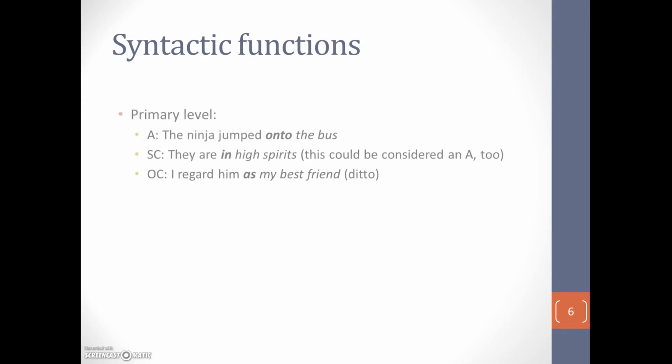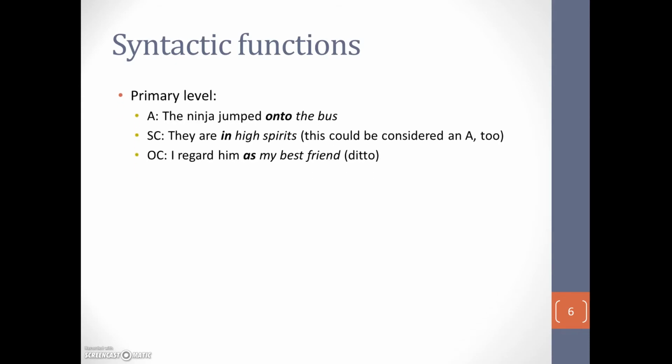In English, prepositional phrases may realize the following syntactic functions. We first of all find prepositions on the primary level, and we can see here that in sentence 1, the ninja jumped onto the bus. It has the function of an adverbial, right? Whereas in the next one, they are in high spirits. Because it follows main verb be, right, in the they are, you could classify it most likely as a subject complement. However, if you want to argue that it's an adverbial, that's fine as well.